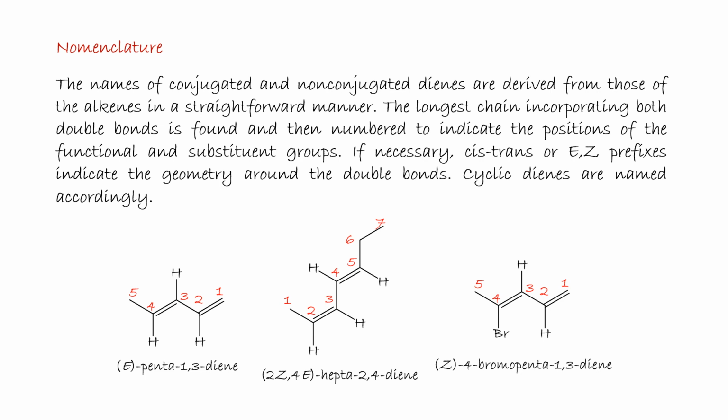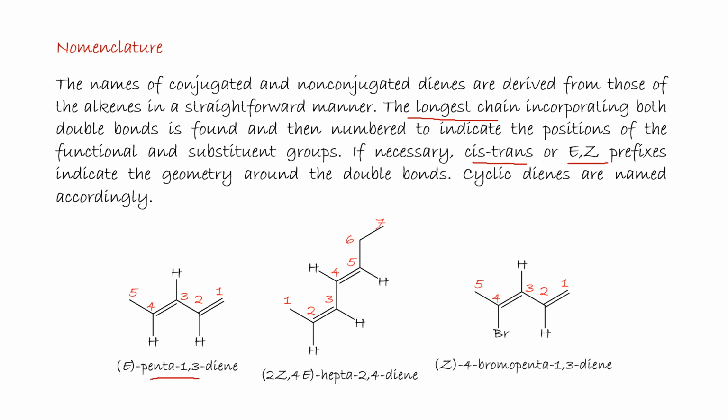Nomenclature of polyenes is very similar to the nomenclature of alkenes. We have to choose the longest chain incorporating both double bonds, and then number them to indicate the positions of functional and substituent groups. If necessary, we write the prefix cis, trans, or E, Z to indicate the geometry around the double bond.